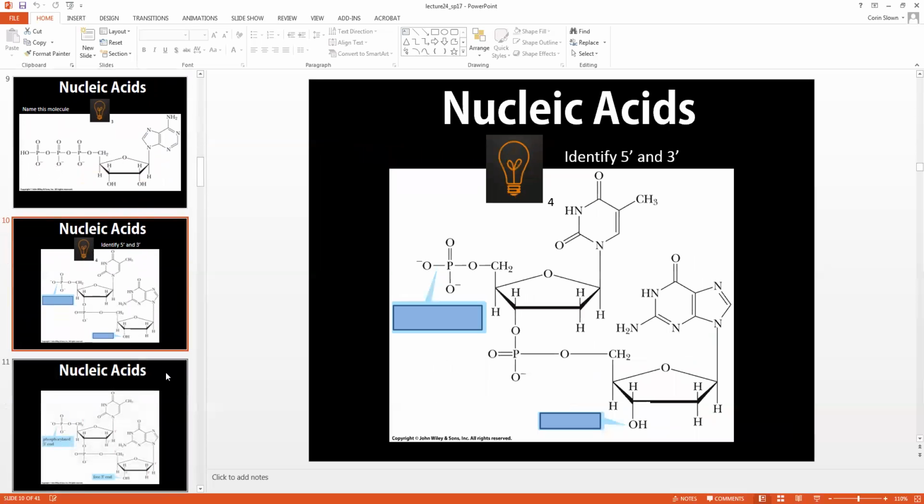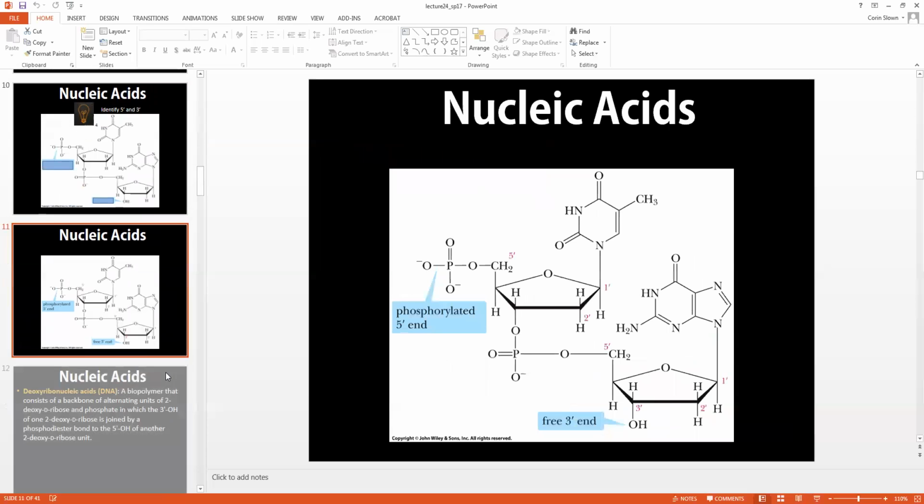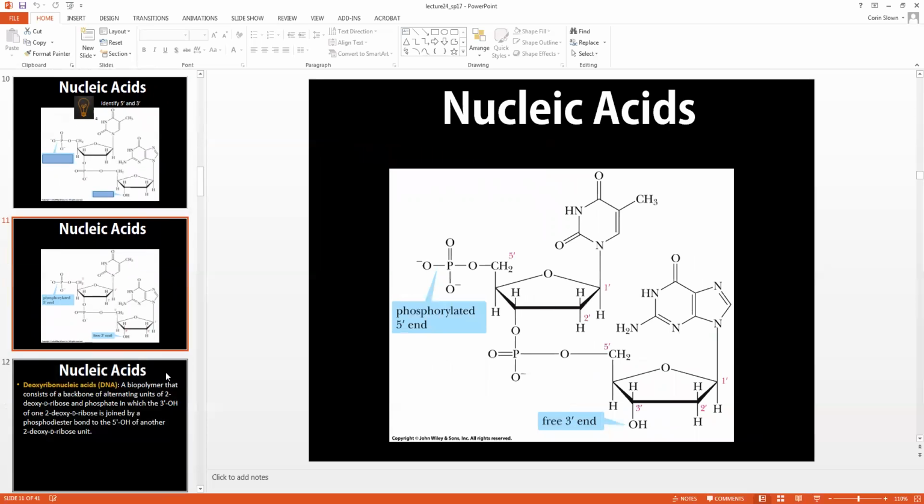One of the things that you're going to have to be able to do is identify 5' and 3'. So think about how you would label your carbons and then identify 5' and 3'. That's important because the 5' phosphorylated end and the free 3' hydroxy end are one of the ways that we're able to identify what is the business end or what's the end of the DNA that's going to be continuing the molecule, or perhaps what is the end of DNA that forms the backbone facing outward.